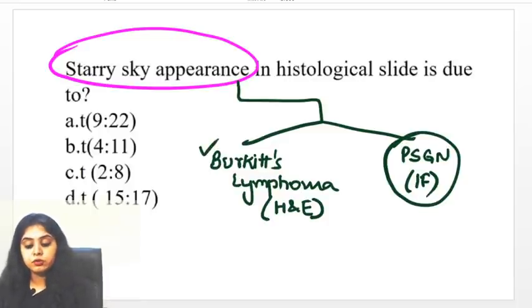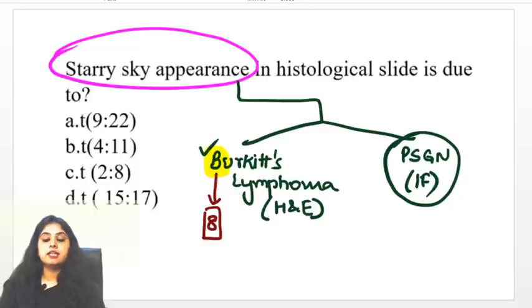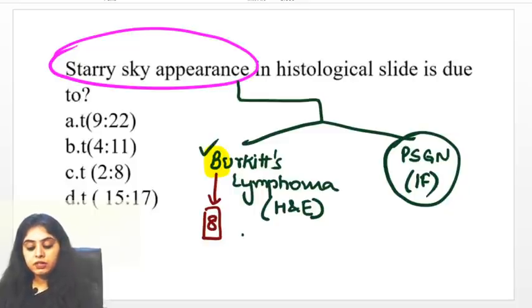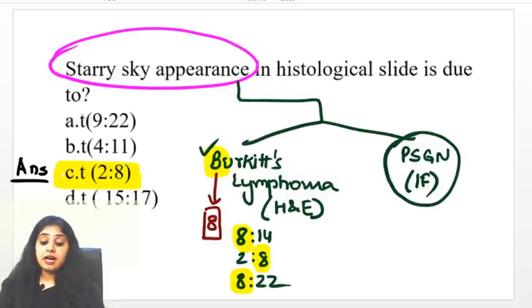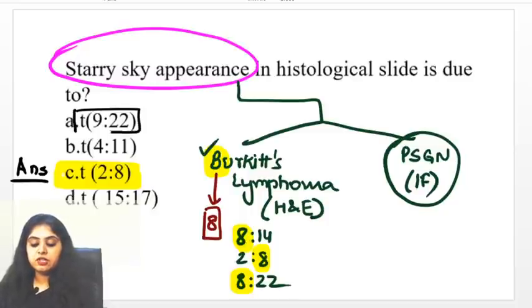Burkitt's lymphoma shows me translocations. Which translocations? B for Burkitt and 8. So please remember, all the 8 related translocations are seen. So remember, 8;14, 2;8, 8;22. Pick up the translocation from here now. Automatically you will pick up that it is translocation 2;8. I see two very important translocations in the other options. Guys, translocation 9;22.